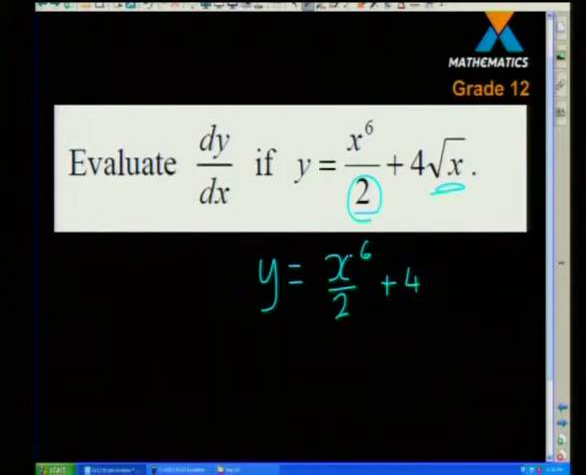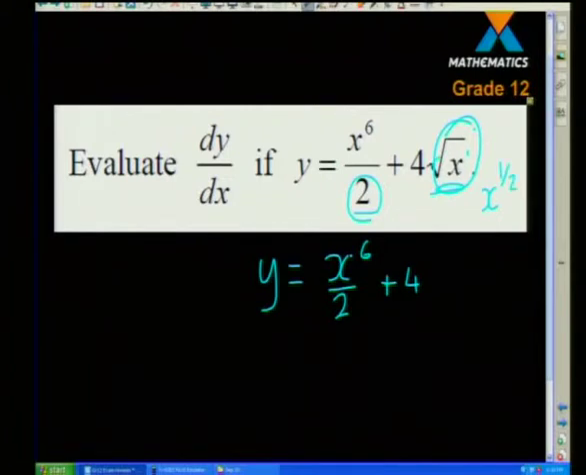Now remember, root of x from exponent laws, if I want to take it out of the root sign, it's going to be x to the power whatever's inside the square root divided by that power there. So it's going to be x to the power of 1 over 2. Okay, so this is going to be 4 times x to the power of a half.